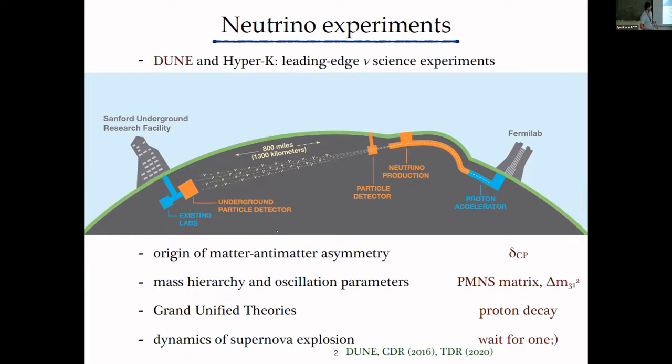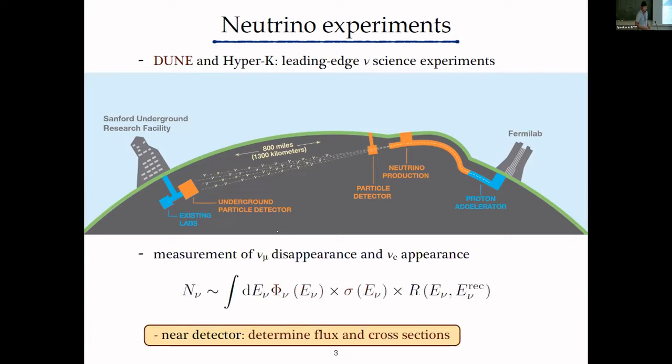The other goal is a pretty interesting one. These experiments will definitely tell us which neutrino species is the lightest one. And of course, by doing high precision measurements, we can improve the precision of the neutrino oscillation parameters, which enter the Pontecorvo-Maki-Nakagawa-Sakata matrix.